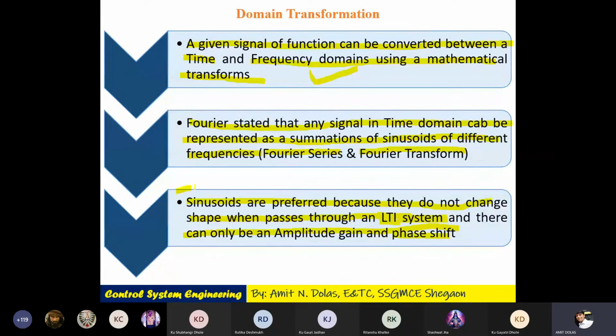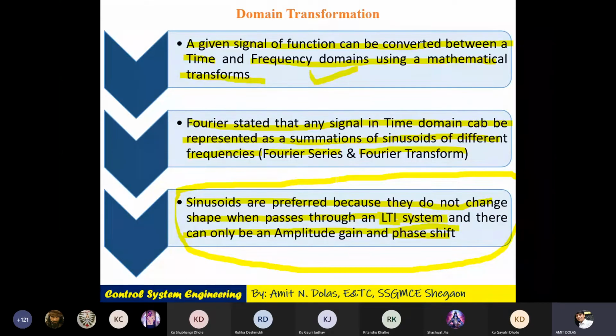I'll explain this concept, like why the sinusoidal signal is preferred. You have seen several times during the practicals, in most circuits we use a sinusoidal signal as the standard signal. We apply a sinusoidal signal and test the performance of a particular circuit, because if a sinusoidal signal passes through an LTI system, its shape does not change at the output, it remains the same. Only its amplitude and phase shift may change.